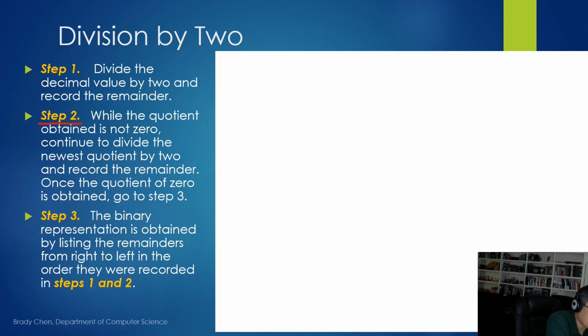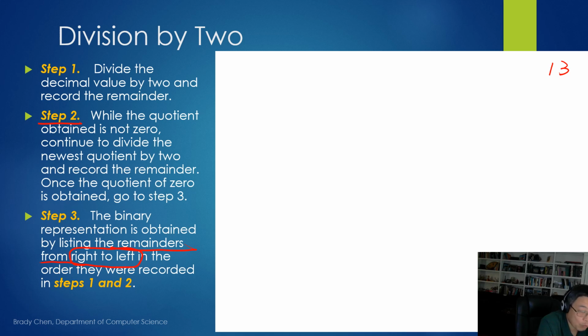Now step 3, we're going to record all the remainders in a certain order. So the binary representation is obtained by listing the remainders from right, remember the order, from the right to the left, in the order they were recorded in step 1 and step 2. So let's take a look at the example. Let's say we want to convert a decimal number 13 into binary representation.